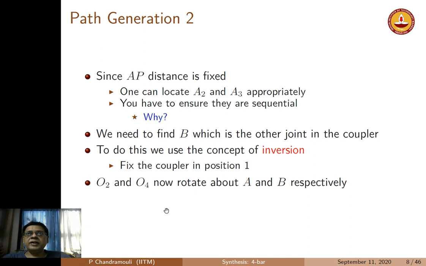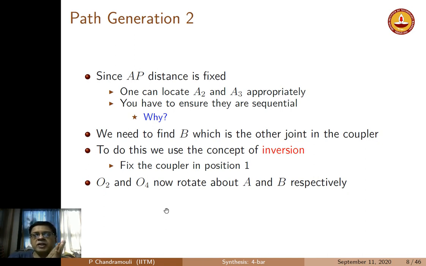So therefore, the task now is how do you find B, which is the other floating joint of the coupler, and then complete the design. So we are extensively going to rely, as you all have seen already, on the concept of kinematic inversion. So what we are going to do is assume that the coupler is fixed, and not fixed in any arbitrary way, but fixed in the position corresponding to 1. So that means the AP line basically is held fixed. So A1 P1 is going to be fixed.